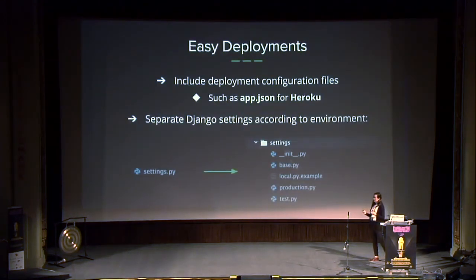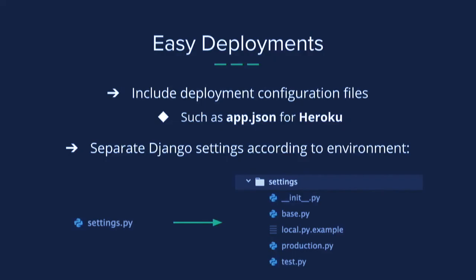And then if you're deploying, it's important that the project starter assure easy deploys. And how do we do that? How can we facilitate it? Things to look for are configuration files for the deploys, like app.json for Heroku or a proc file. And on the Django side, what we do is, instead of having a single settings file, we divide the settings according to the environment. So we have a local settings, a production settings, and a test settings. And this is all set in the boilerplate already.